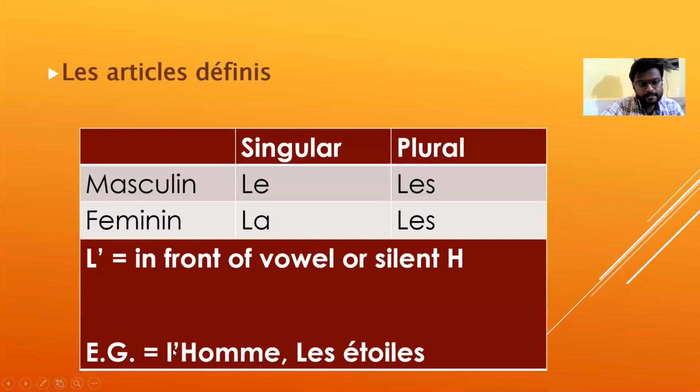So the example is l'homme. Why? Because there is an H. Jasdeep, can you give an example with L apostrophe? L'hôpital. Very good. L'hôtel. Very good. All right. Les étoiles. The English version of le, la, les is T-H-E, the.